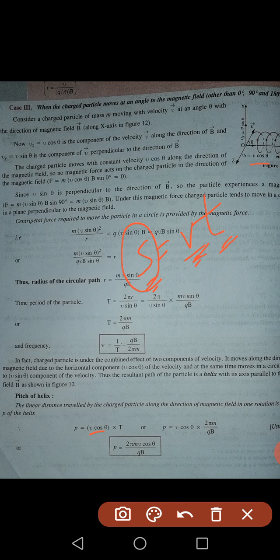Time means it is capital T, one time period, because in every circular rotation, how much linear distance is it going? The time taken for every circular rotation is the time period, capital T. So v cos theta times capital T, with this value substituted, finally we get this equation. So this is the expression for pitch. Okay, so this is about case number 3. Next we will go to the next topic.